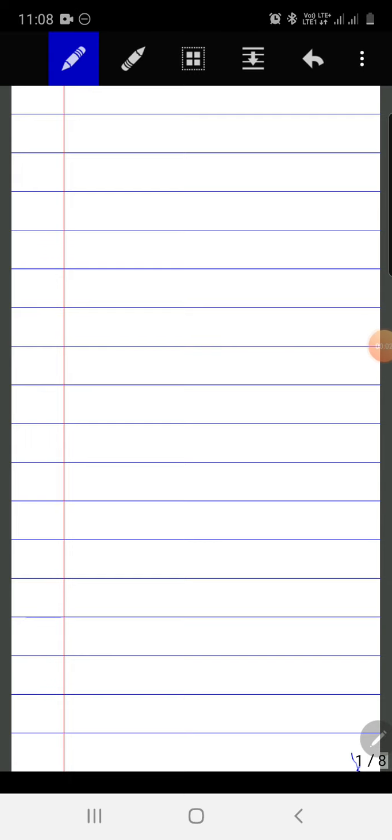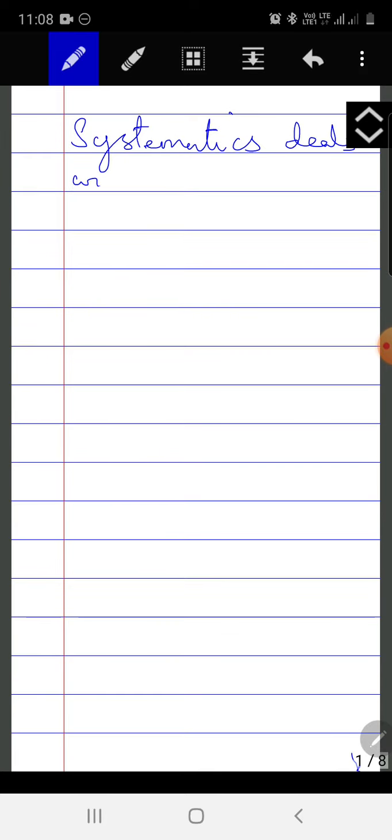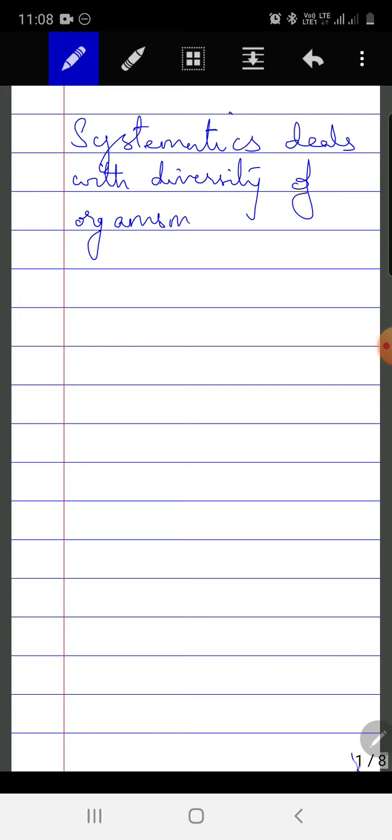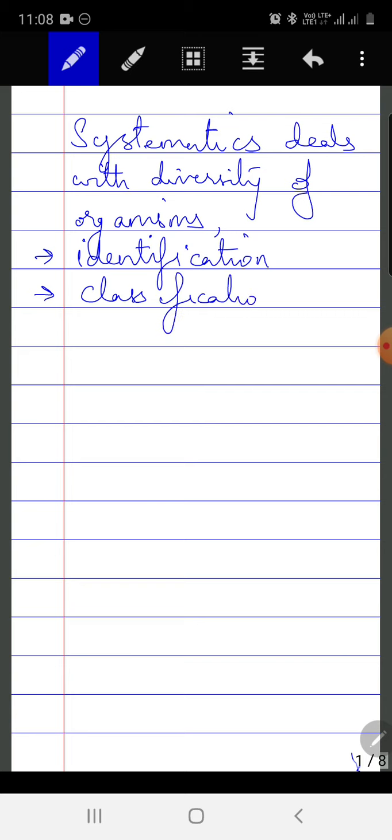Now, in very simple terms, we can say systematics deals with diversity of organisms, identification, classification and nomenclature. Now these are independent sciences.